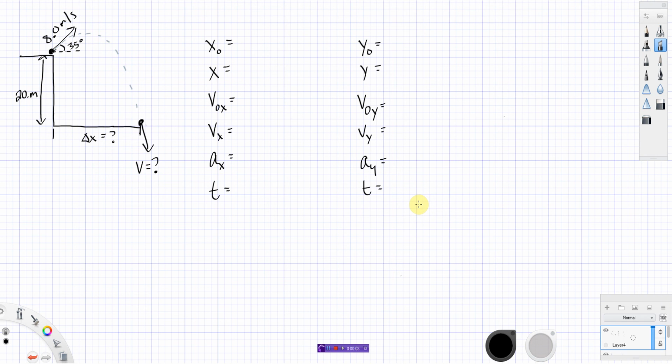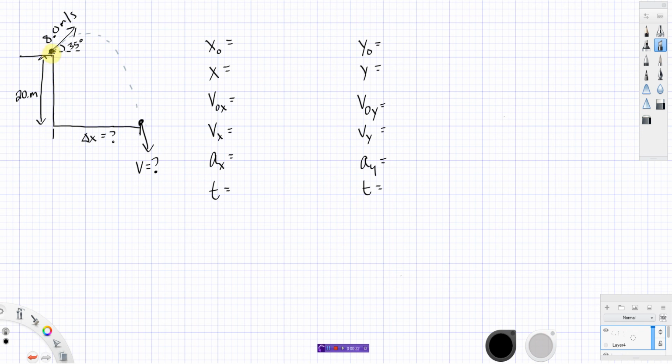Alrighty, this is just a practice problem, a projectile motion problem where the object starts off at some height above the ground and is launched at some angle. I want to find out two things. Let's say this was a ball that someone kicked off of the roof of a very tall building.